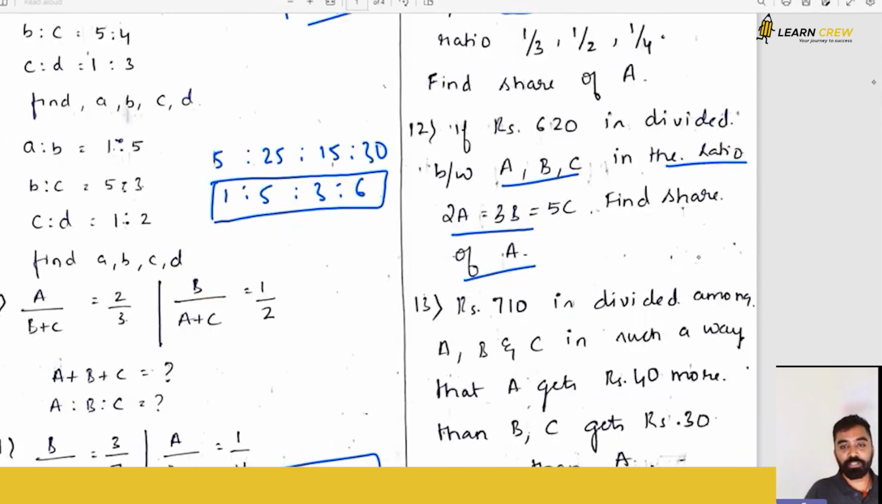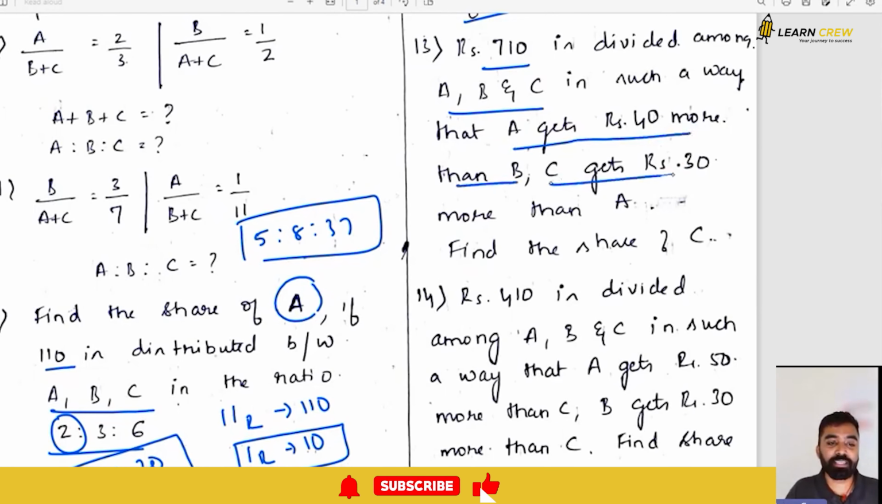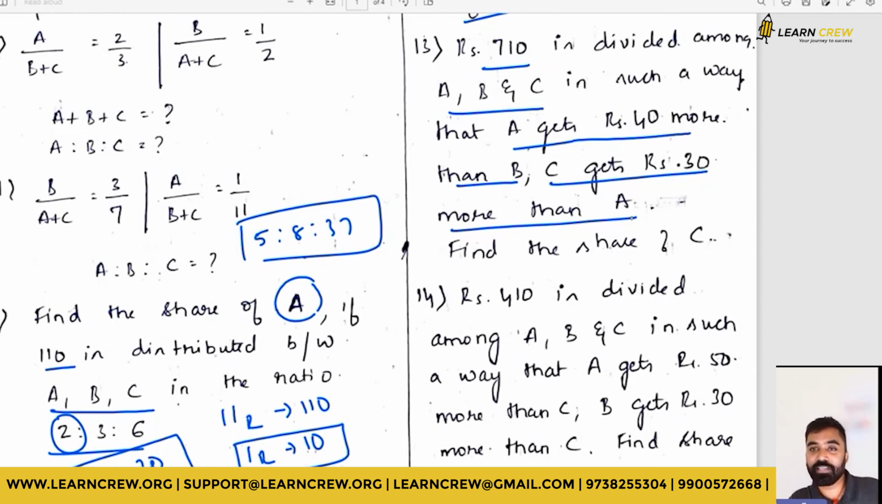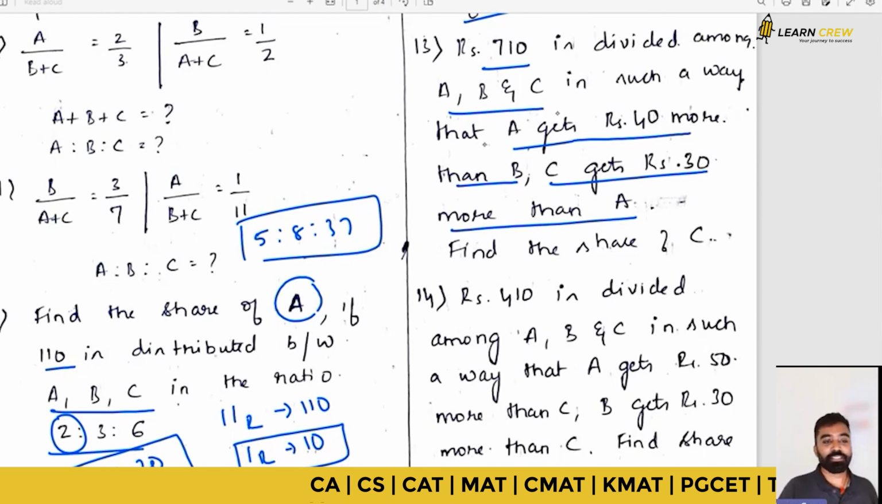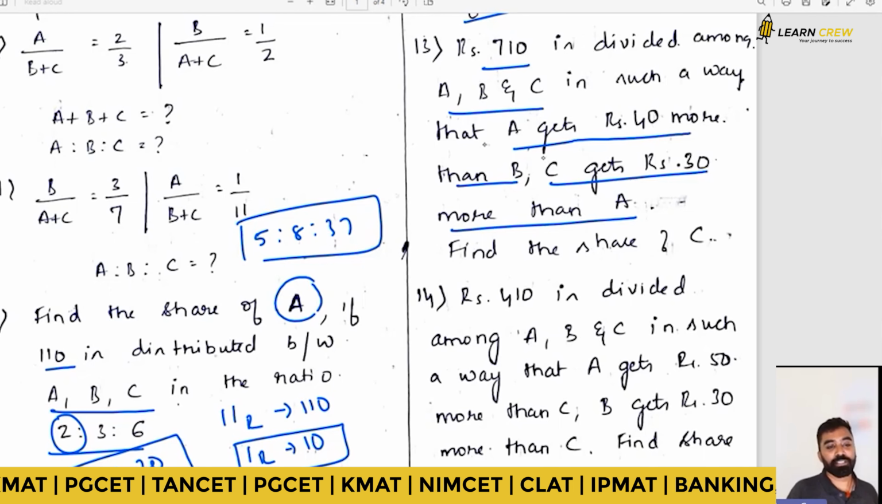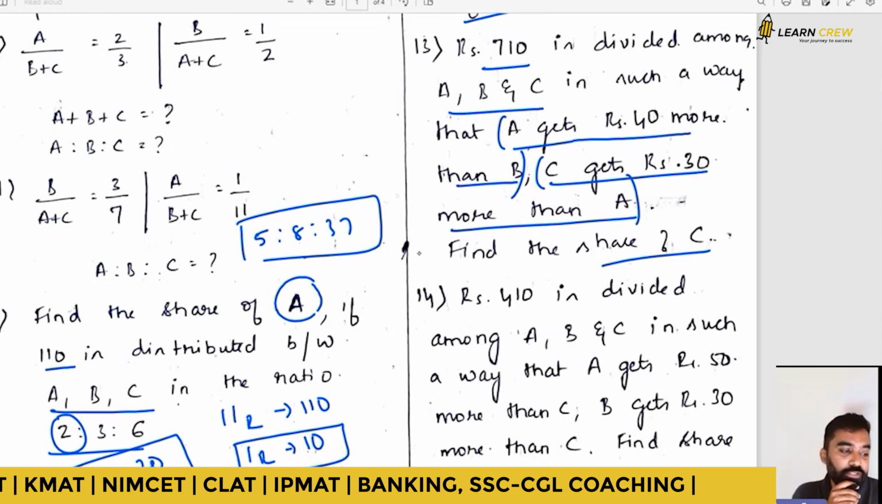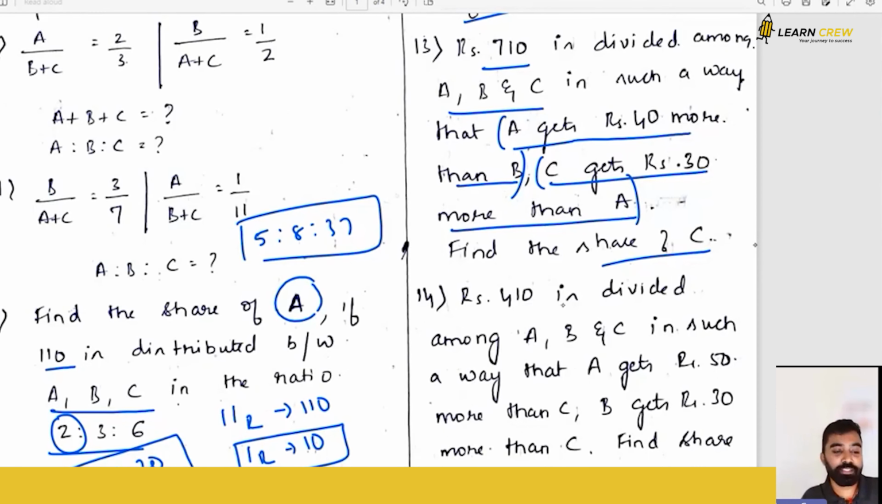Okay, look at the 13th one. Rupees 710 is divided among A, B, C in such a way that A gets 40 more than B, C gets 30 more than A. Find share of C. Do it in your normal method, then I will teach you the method. Yes, online people, what's the answer? Sandhya, Arpita. 270. Okay.